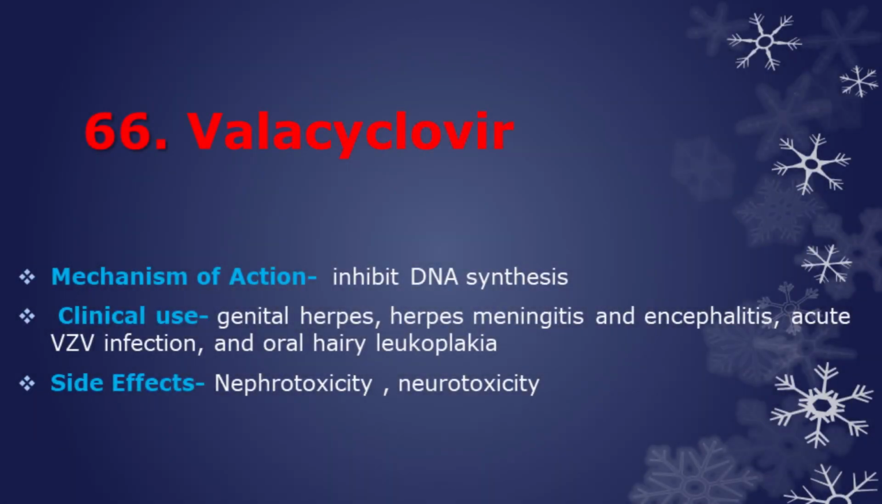Next drug is valacyclovir, from the class of acyclovir. Acyclovir is phosphorylated by viral thymidine kinase into an analog of dGTP. After conversion, the drug acts to inhibit DNA synthesis. Acyclovir is used to treat genital herpes, herpes meningitis and encephalitis, acute varicella zoster virus VZV infection, and oral hairy leukoplakia associated with EBV infection. Side effects are nephrotoxicity, may crystallize in urinary tract, and neurotoxicity symptoms like tremor, delirium.